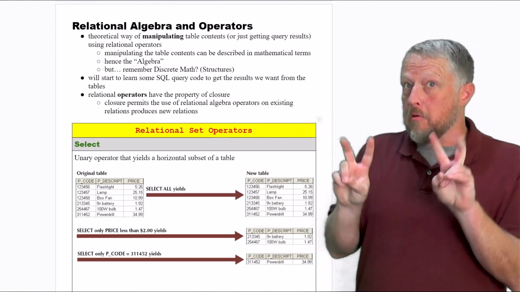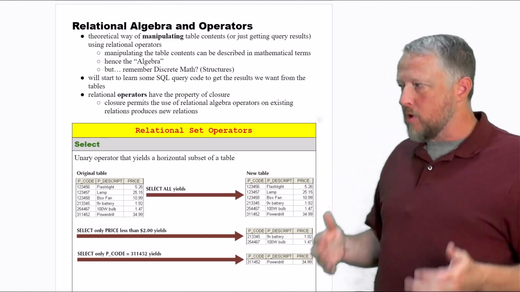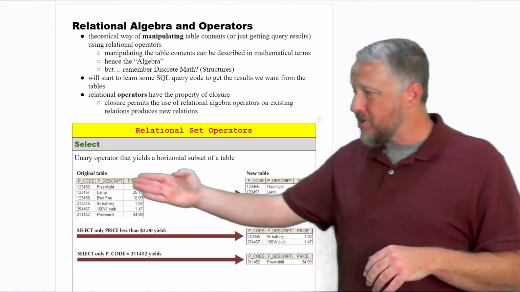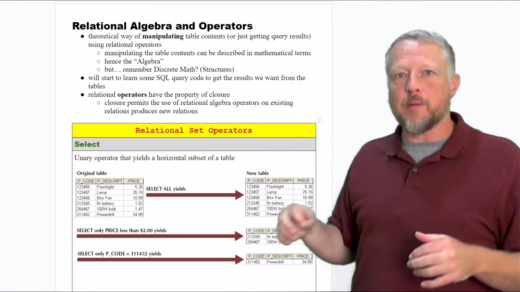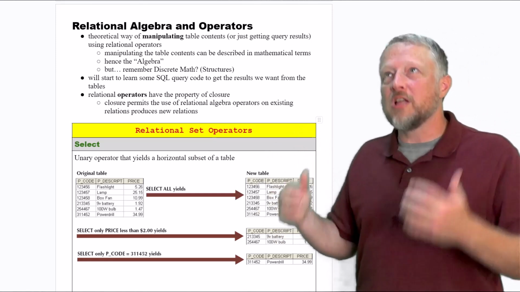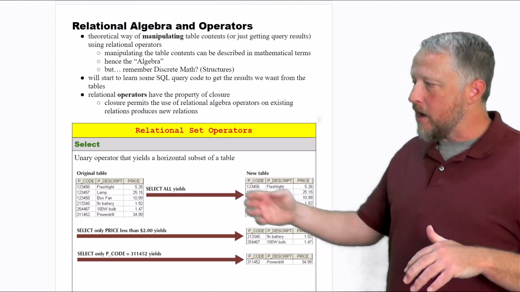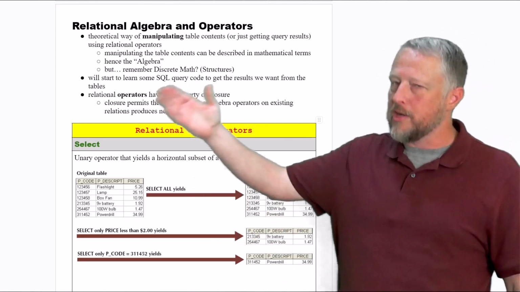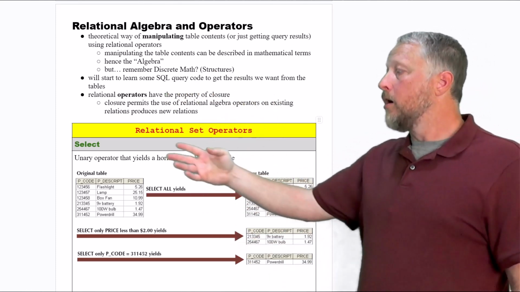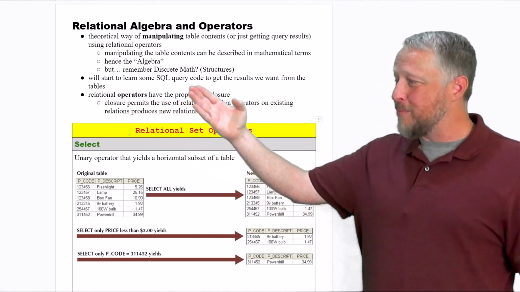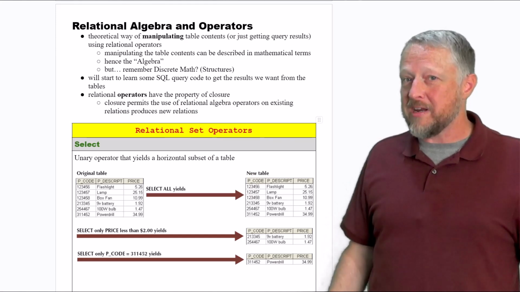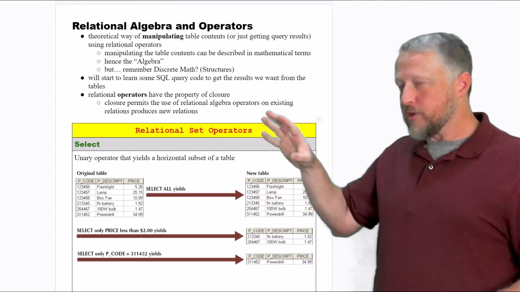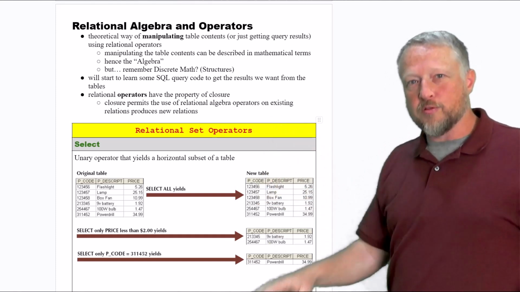This is a theoretical way of manipulating table contents just to get query results using relational operators such as select. So there are going to be commands that I'm going to give you that are relational operators. We can think of this as being described in mathematical terms, so that's why they use relational algebra. You're also going to have some that are very similar to what you've seen in discrete math. That's not going to be in this particular set for this document. It's going to be in a next set of notes a little bit further down.